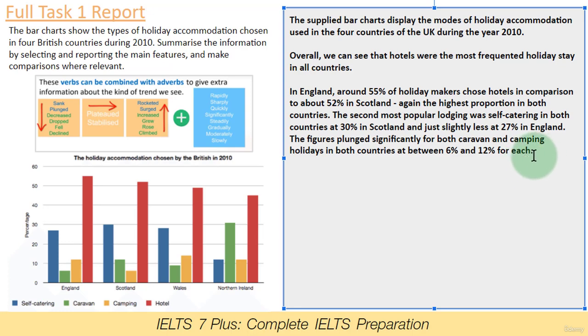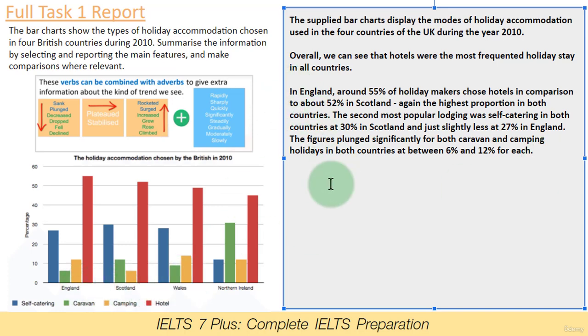Now, I'm not going into too much detail here. I'm not saying exactly which of these holiday types and in which country is at which figure. I'm just giving a bit of a general statement. The figures plunge significantly for both caravan and camping holidays in both countries at between 6 and 12% for each. In any country, in both countries. I could add that, but I'm just going to leave that as I've already said it. It gives a good enough idea of caravan and camping holidays. I'm reporting the main features, of course. Okay, so that's England and Scotland done.